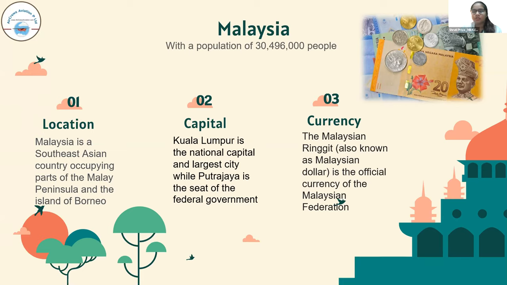So do you know how many rupees one Malaysian ringgit is equal to? Anyone know? Okay, one ringgit is equal to how many Indian rupees? It's 17.75. So one ringgit is equal to 17.75 rupees, and here you can see the picture of the 20 ringgit note. The man here is the first king of Malaysia, known as Abdul Rahman.